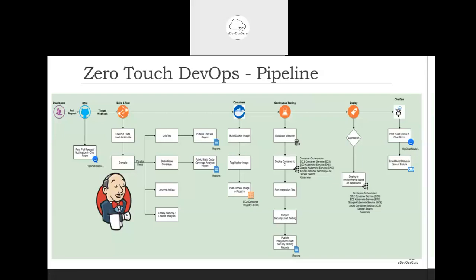Then obviously you have ChatOps. Whatever has been deployed can be continuously monitored, and if there are some alarms or alerts, they can be published via mail or notifications. So this is how the zero touch DevOps pipeline conceptually works. There can be deviations depending upon the customer's requirement or your requirement.